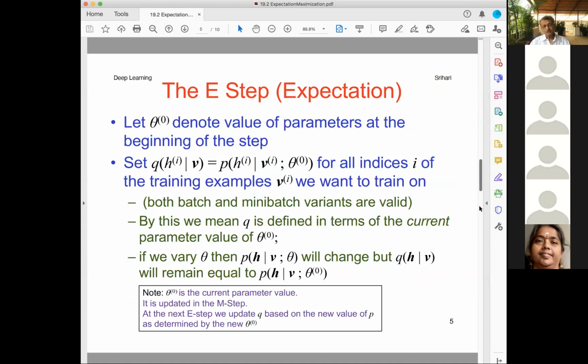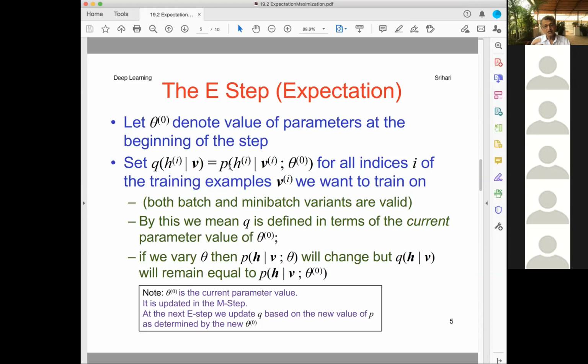But now specifically for approximate inference in deep learning, the E step, or the expectation step: let theta naught denote the value of parameters at the beginning of the step. This is all your weights in your network. And we say, let Q of h_i given V be equal to P of h_i given v_i for all indices i of the training examples. So this says, we're going to choose Q to be whatever the value of P is given that set of parameters. Let's not worry about the intractability of P of h and v at this point. So let us say we set Q to the value that you have.